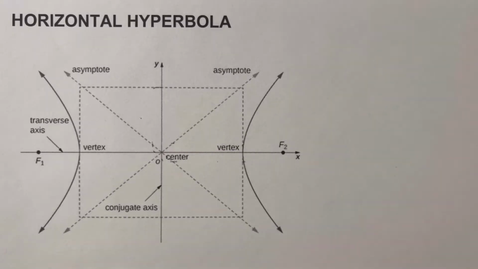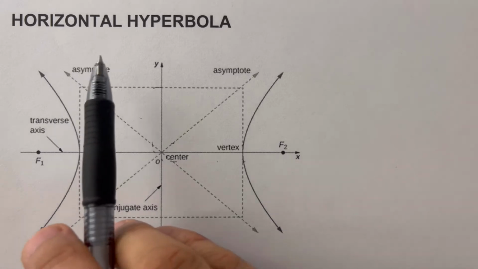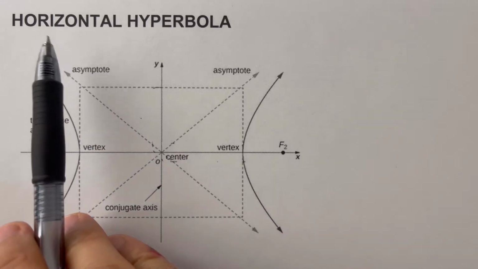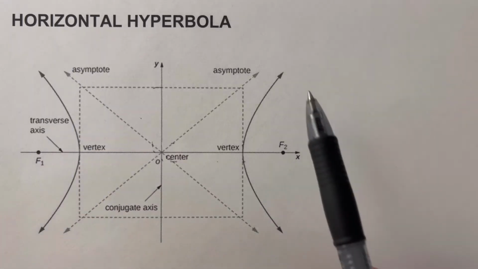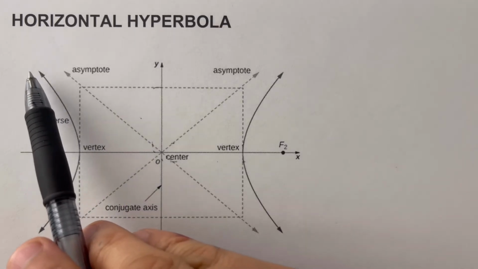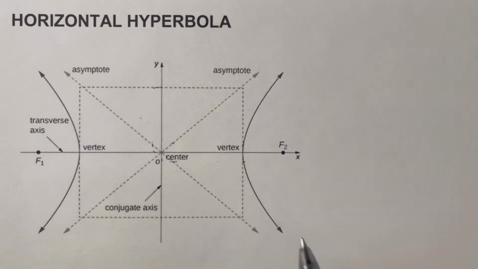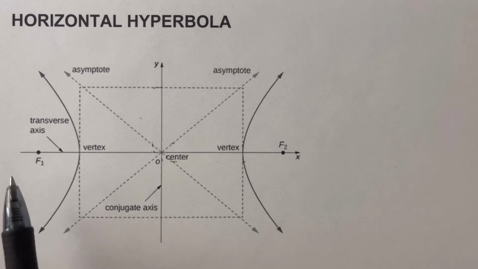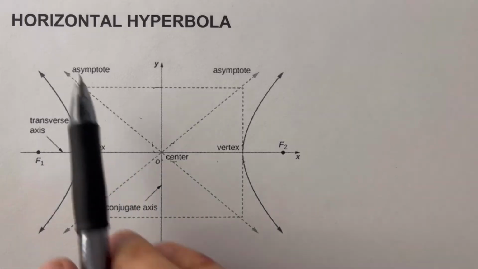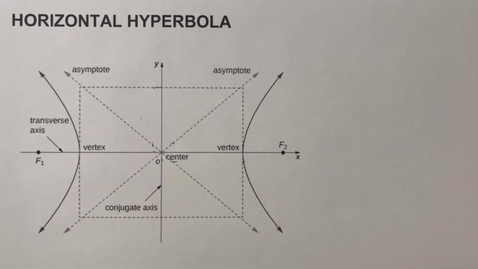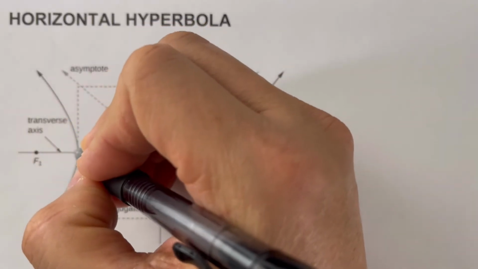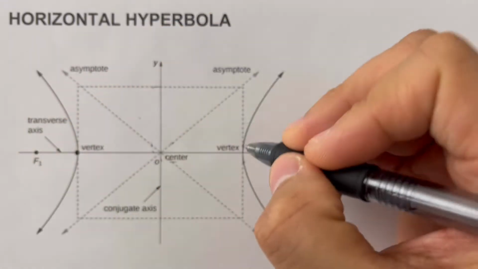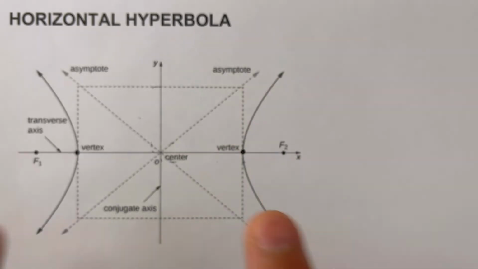Let's go over the first case here, horizontal hyperbola. We call this a horizontal hyperbola because the hyperbola opens to the left and it opens to the right. And at the same time, its transverse axis is the horizontal axis. Now, these are the parts of the horizontal hyperbola. First, we have the vertex, and there are two of them. These are the two vertices.